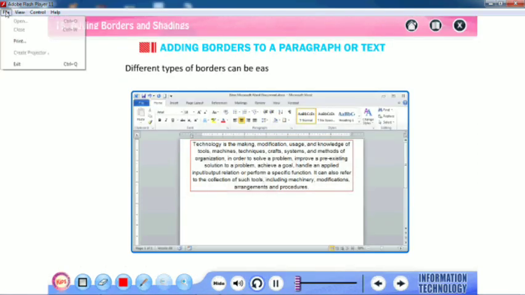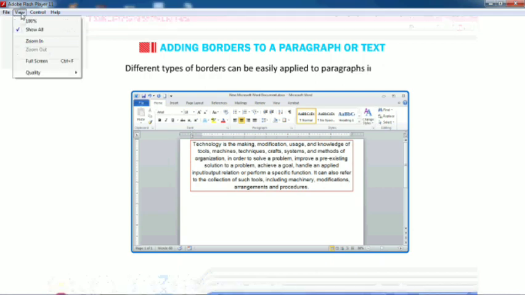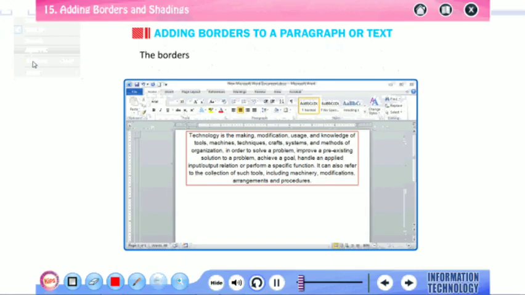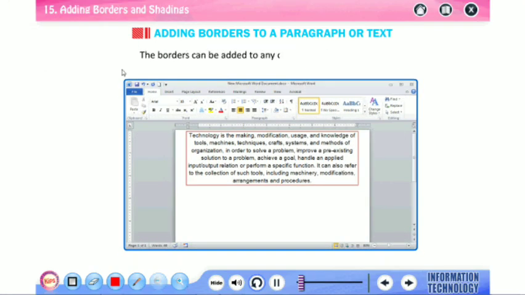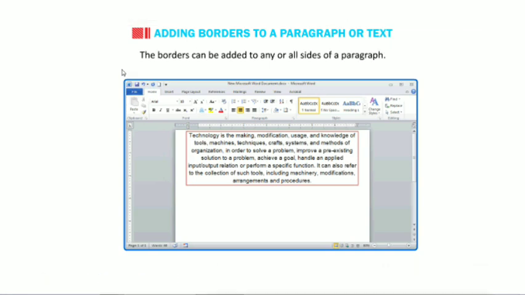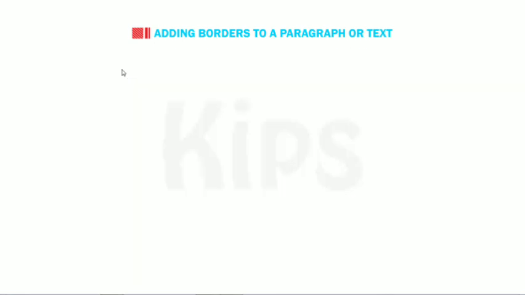Different types of borders can be easily applied to a paragraph in Word. The borders can be added to any or all sides of a paragraph. A drop shadow effect can also be created, providing an almost three-dimensional appearance. The following steps must be followed in order to add borders to a paragraph.